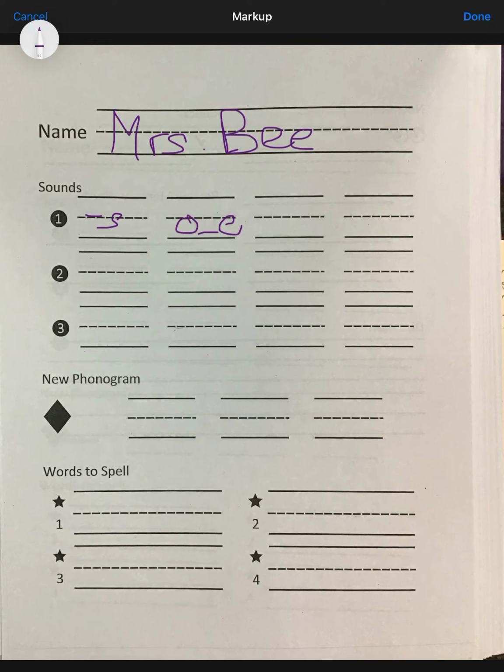Our next sound is fr, like frog. F-R, frog, fr. Our next sound is ch. Ch, like chair. That keyword should have helped you remember that. C-H, chair, ch.